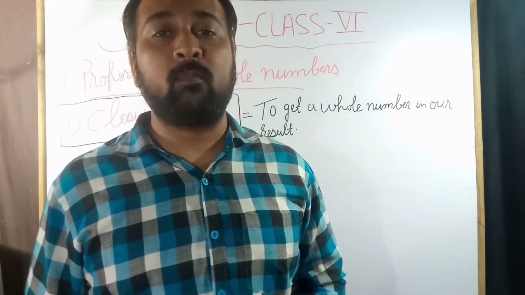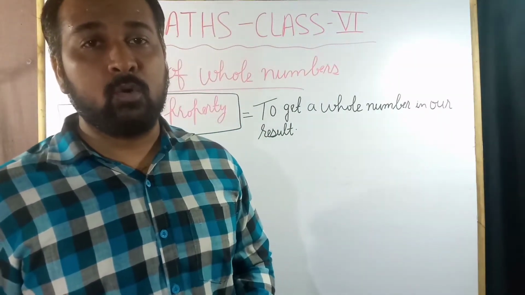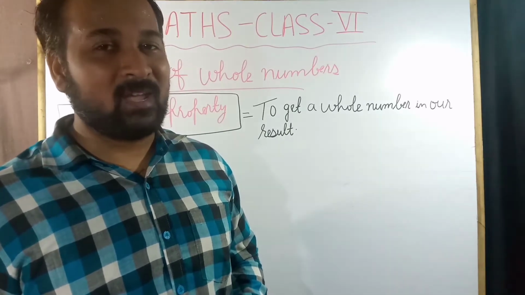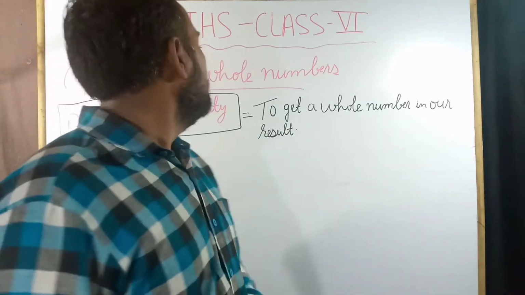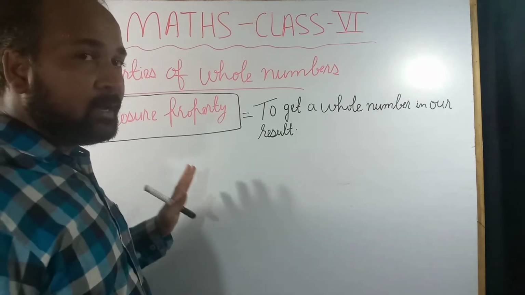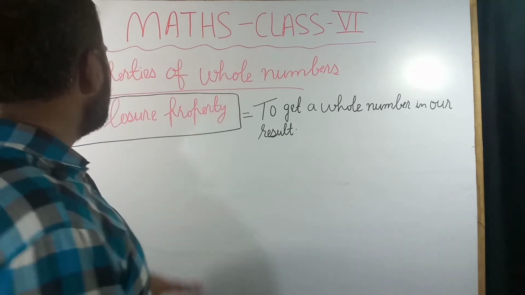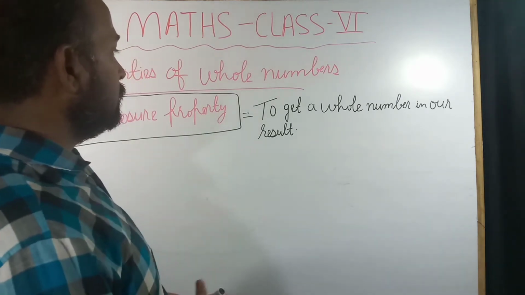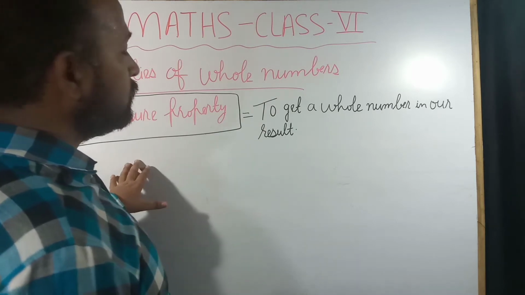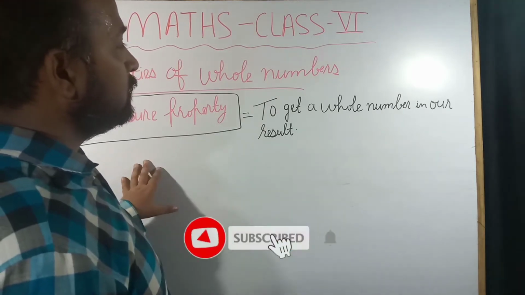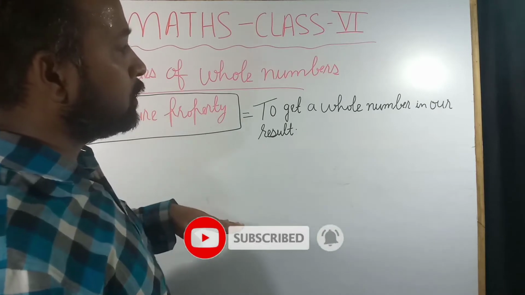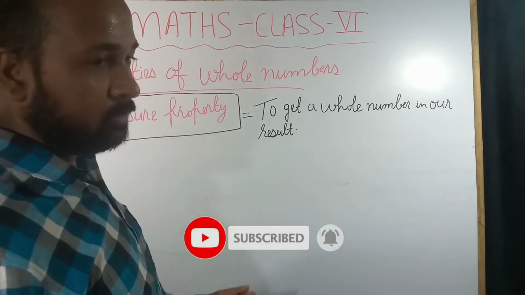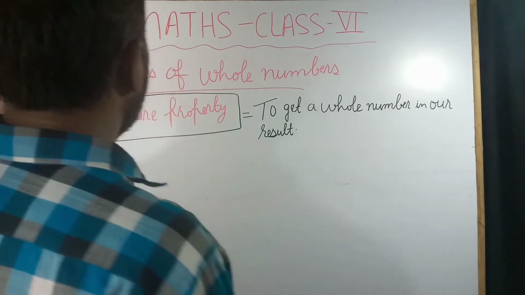Today we are going to learn properties of whole numbers. So let's begin to make mathematics easy. There are four properties. We will discuss them one by one. First property, closure property. In the case of closure property, we will get a whole number in every operation of mathematics.